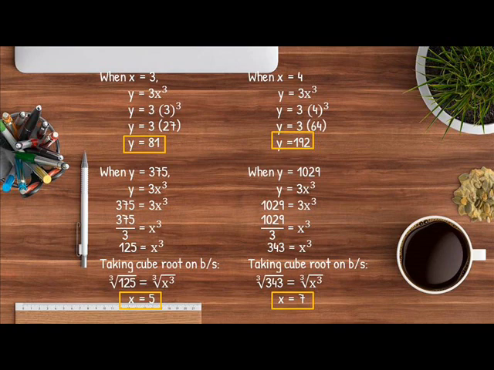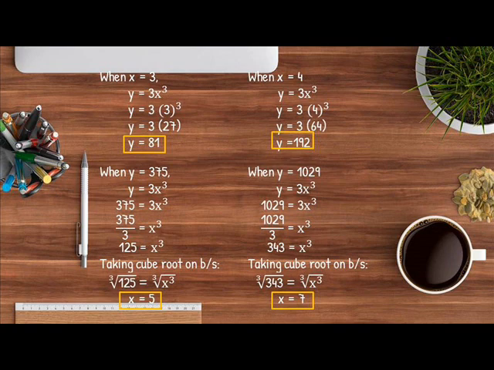Likewise, we will solve the second one. Here we have the value of x is equal to 4. So we will simply put 4 into the equation, after which the equation becomes 3 into 4 is to the power 3. 4 is to the power 3 equals 64. Multiplying 3 and 64, we have 192. So the value of y is found to be 192.